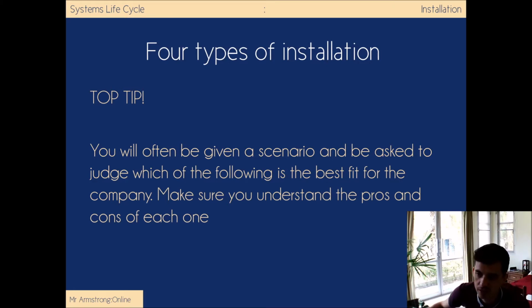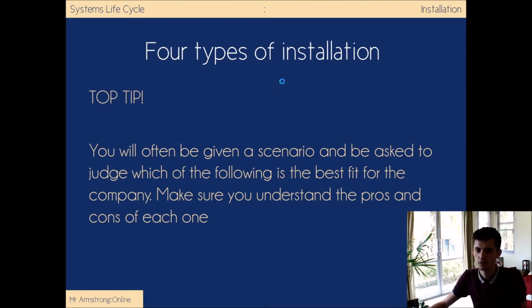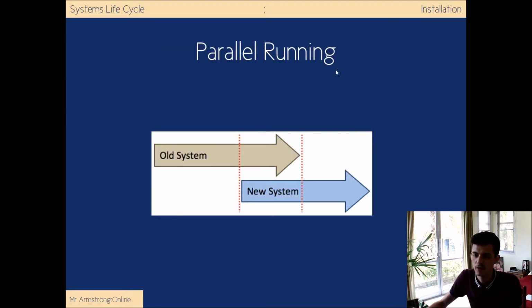Most of them stick by what the words mean. For the first one, parallel running, we're going to run them in parallel, as in they're going to run at exactly the same time. This is when a new system and an old system are run at the same time on a certain date, and the new system will be implemented but the old system will continue to run. This will continue until the organisation is confident and comfortable with their new system.